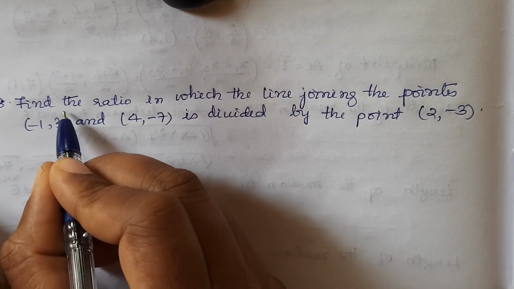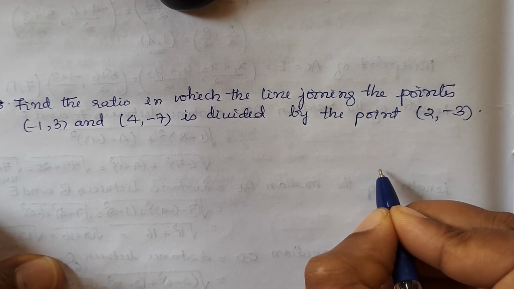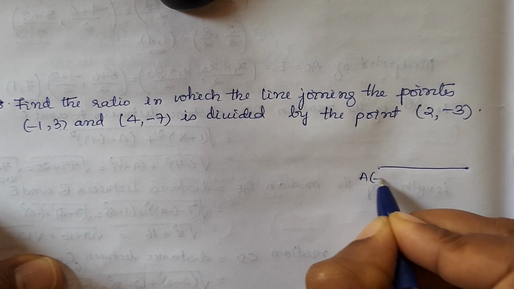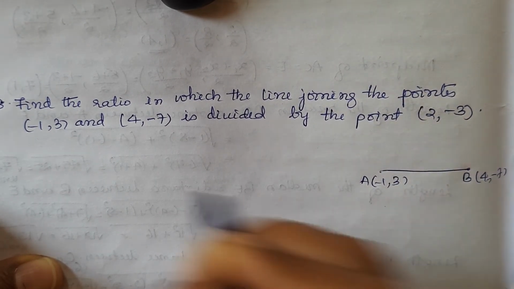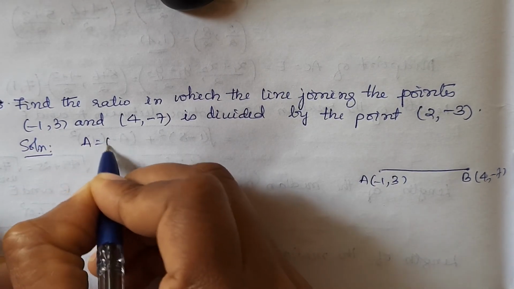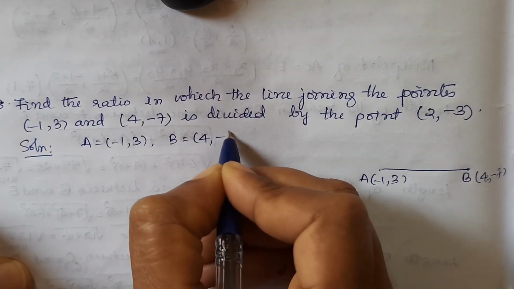What is the question again? Find the ratio in which the line joining these two points. So we will mark the line joining those two points. I will call the first point (-1, 3) and the second point (4, -7). So in my solution, what is given to me? A is equal to (-1, 3), B is equal to (4, -7).